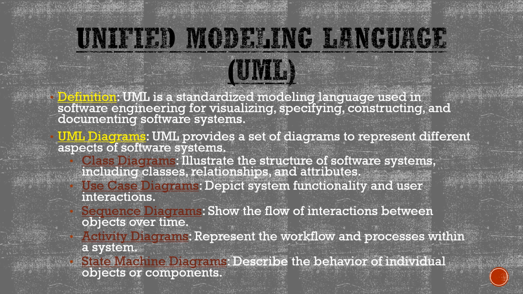Now the next one is a sequence diagram. The sequence diagram is used to show the flow of interaction between various objects in a system. Since we know that in a complex software system there could be many moving parts, in order to depict how they interact with each other, a sequence diagram can be made.